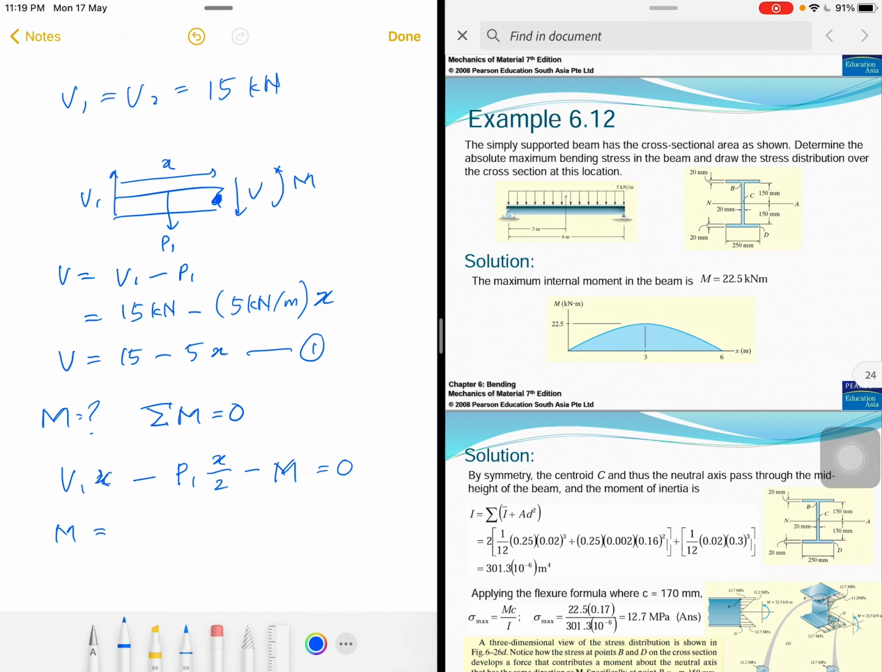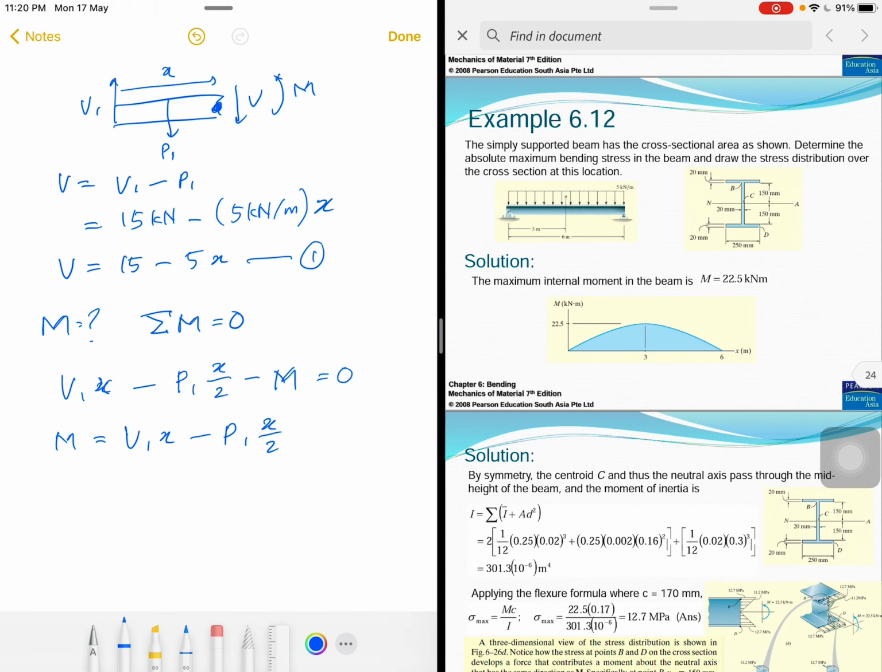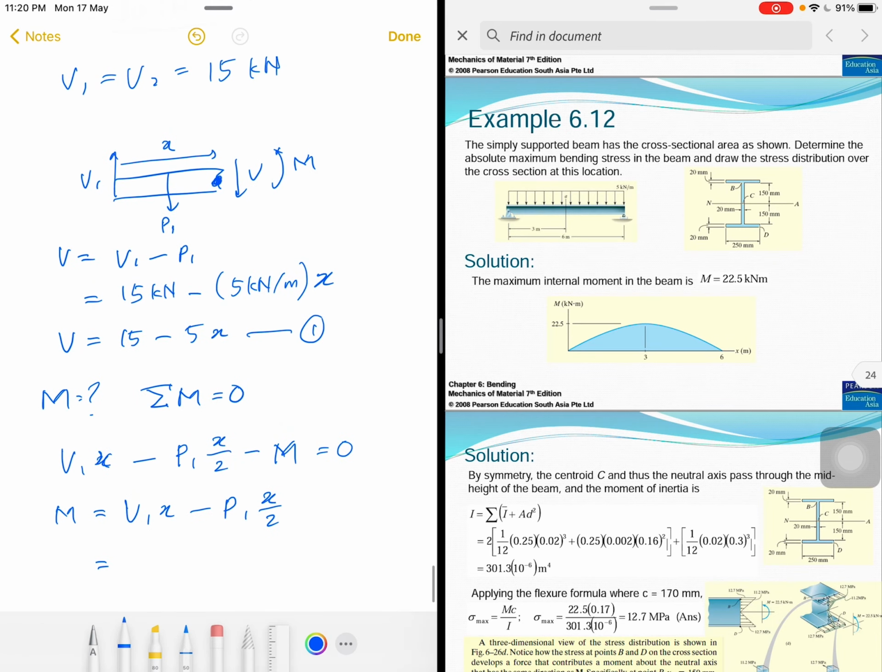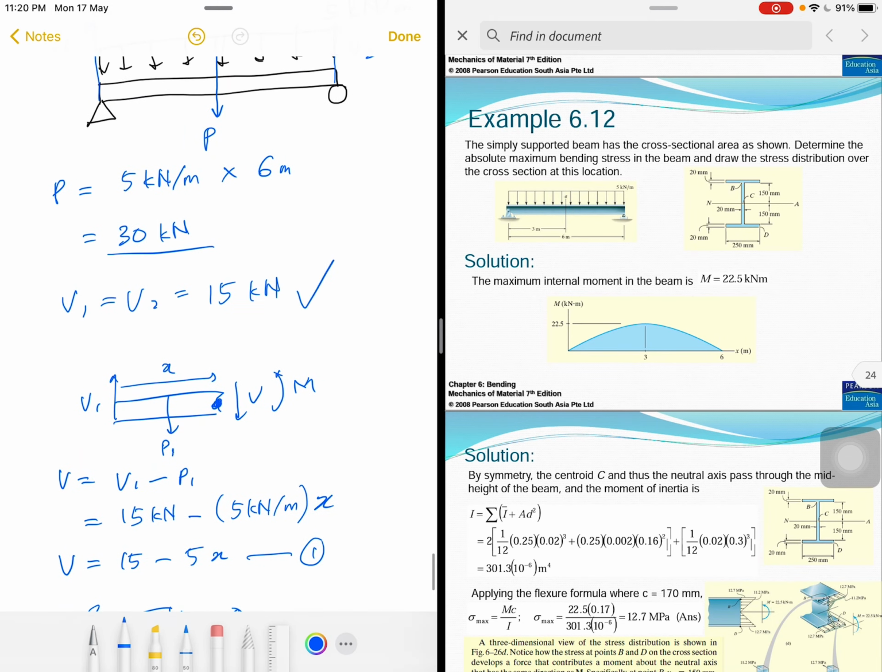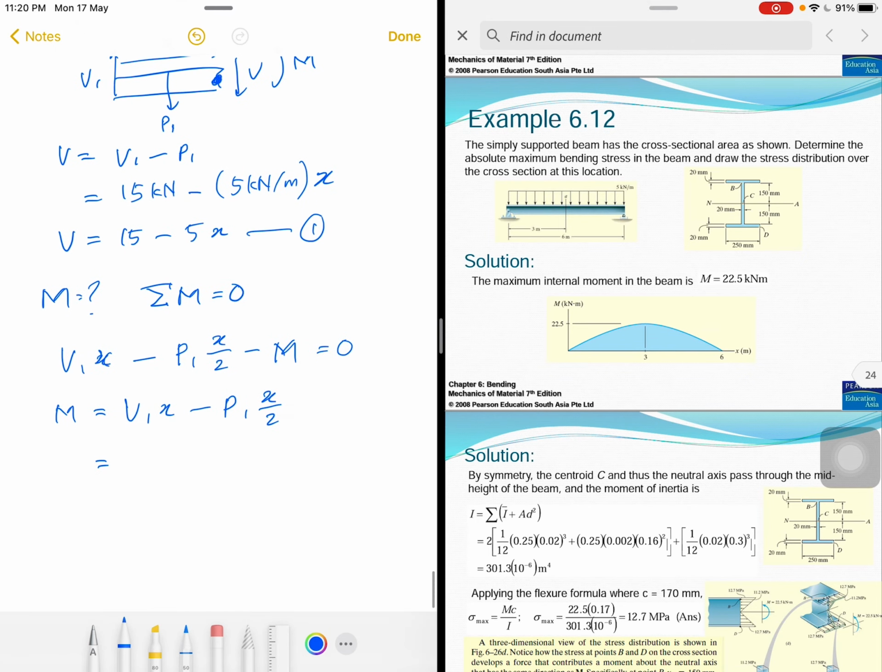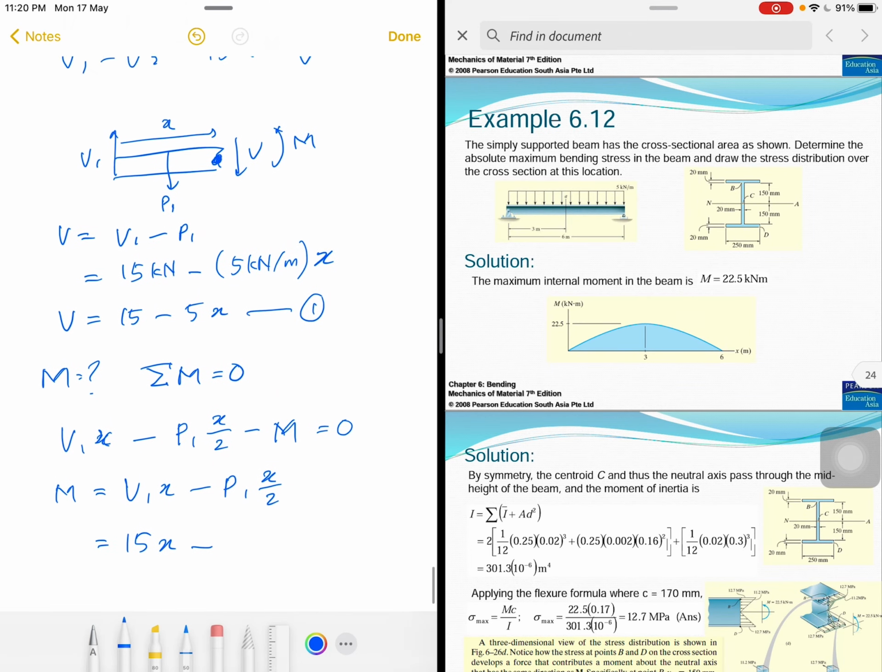Therefore M is equal to V1 X minus P1 X over 2. Okay, so we replace the value. V1 is, we have calculated the V1 right here, 15 kilonewton. 15X minus P1. Do we know P1?